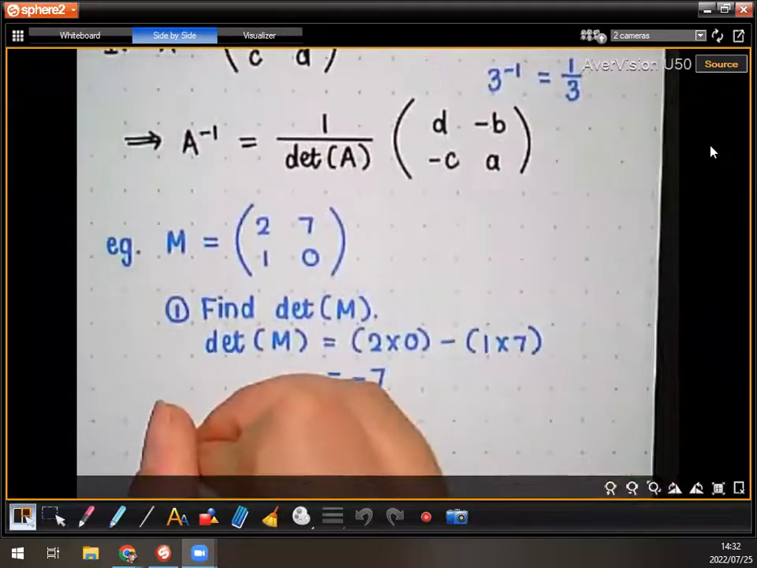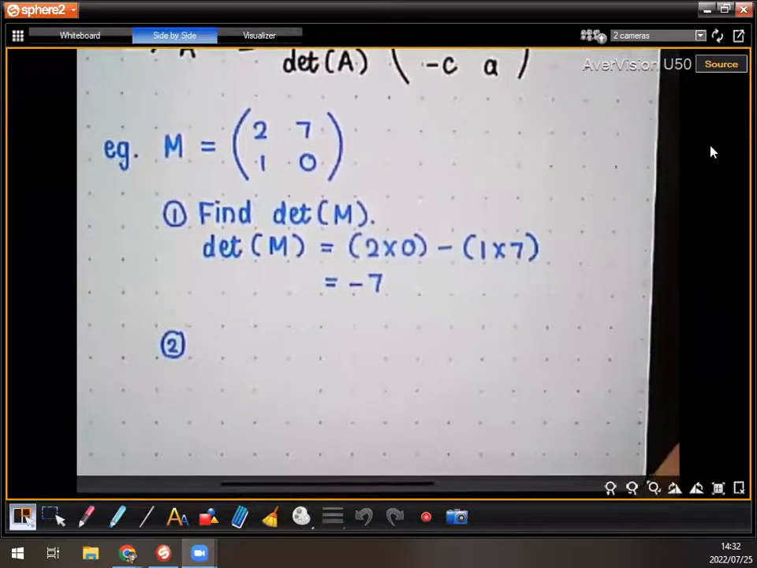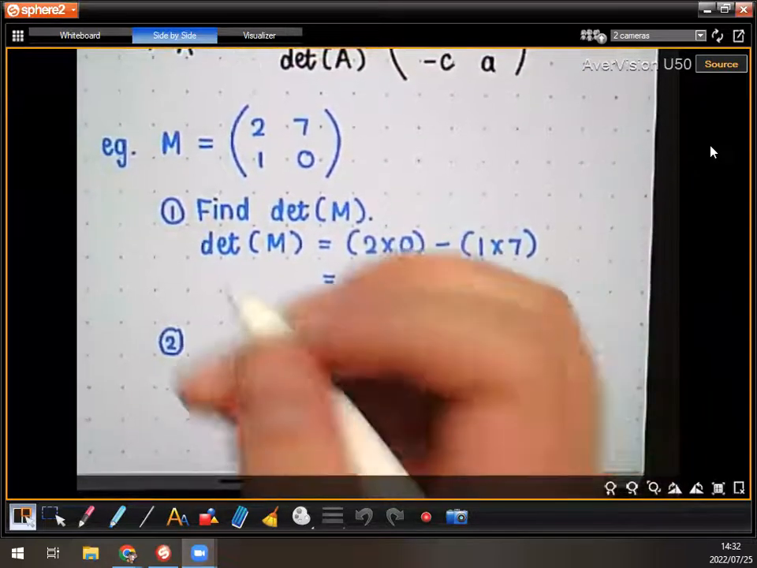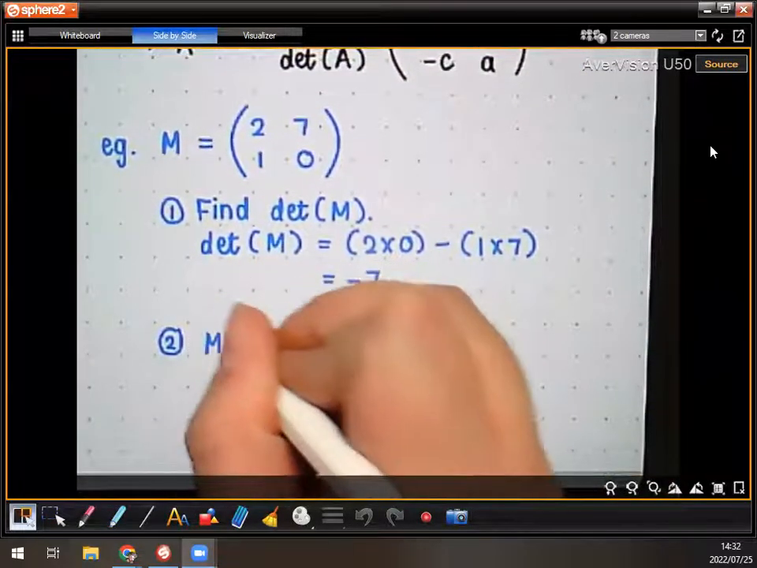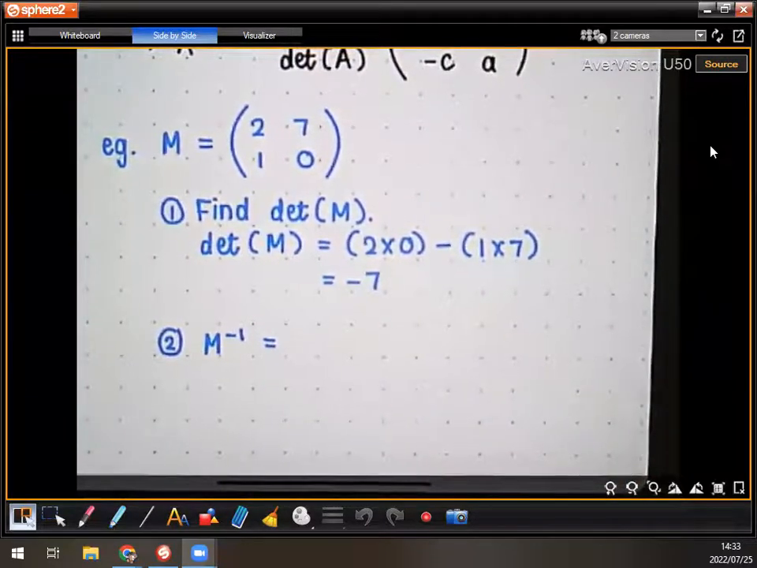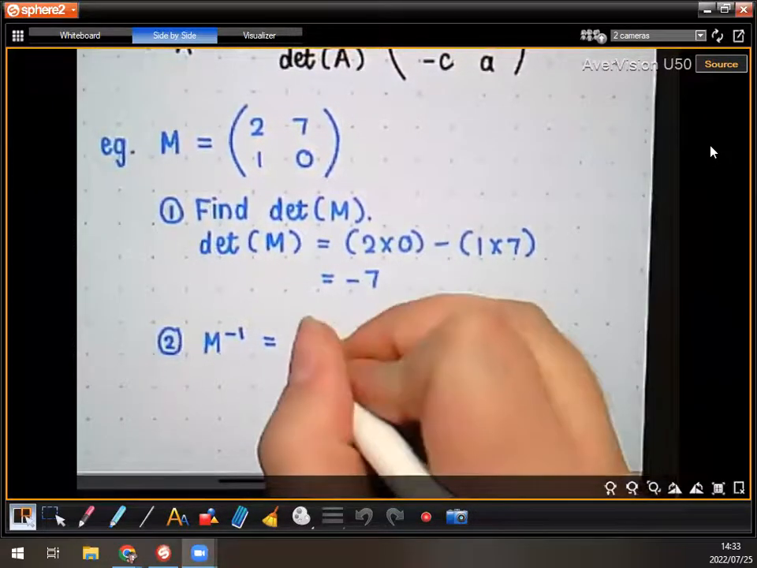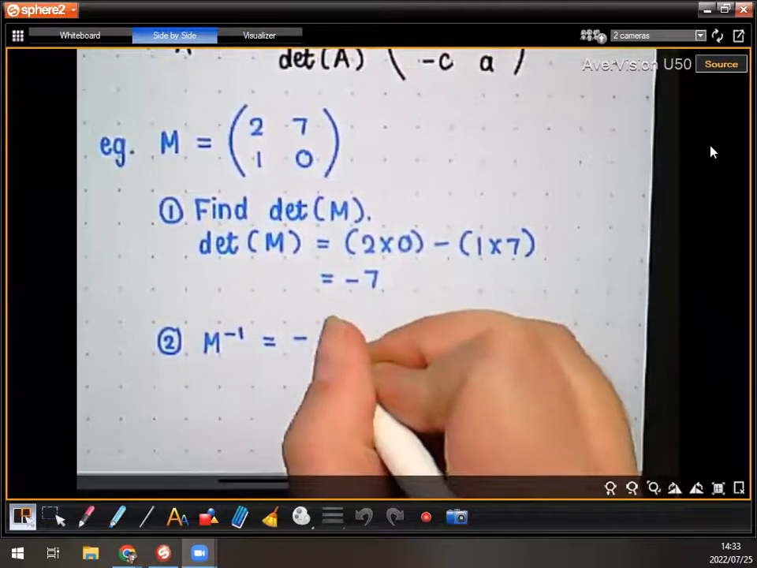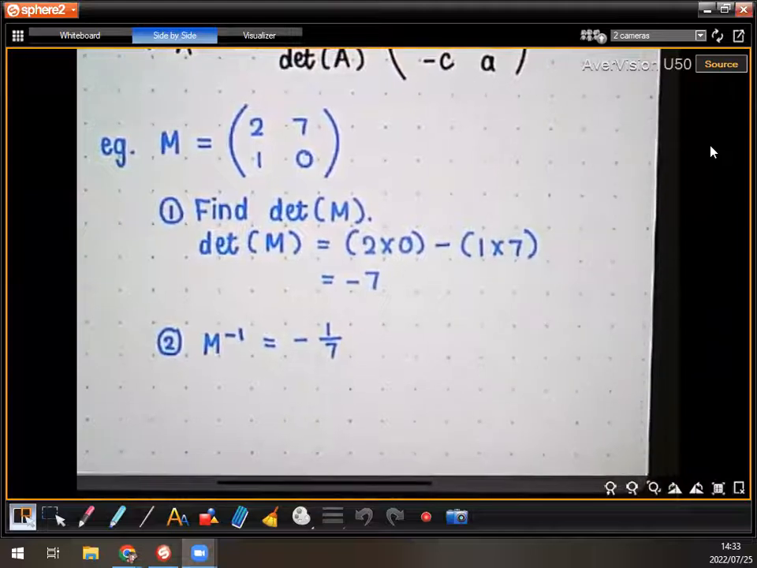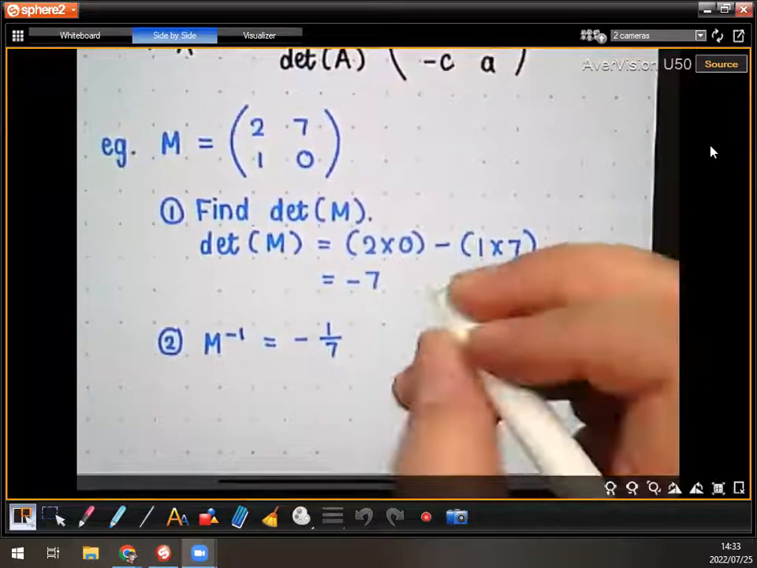Okay, then step 2 is actually just going to be to write the inverse down. So we're going to say M to the negative 1 is equal to, now guys, since my determinant is negative, I'm going to do 1 over negative 7. It's fine. Can I write that as negative 1 over 7? You guys okay with that? 1 over negative 7 and negative 1 over 7 is the same thing.